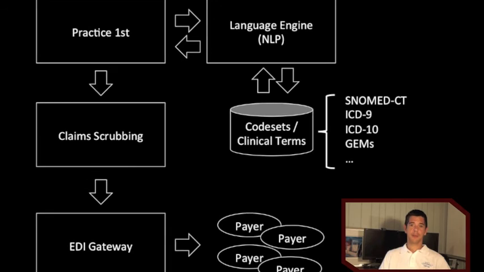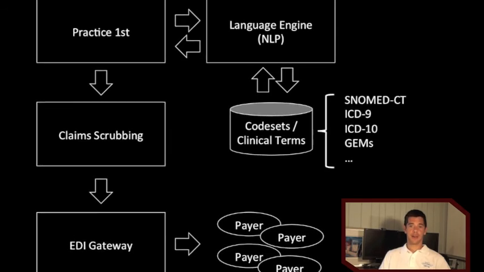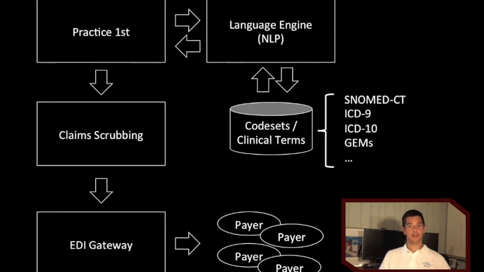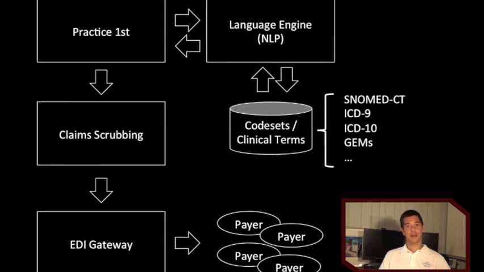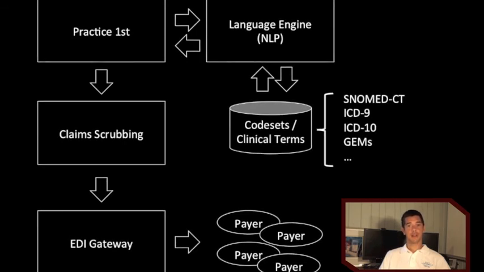Once selected, information is passed through our claim scrubber, where over 13 million payer rules are evaluated against the encounter data. From there, the information is transferred to MDeverywhere's EDI gateway, where it's packaged into 5010 compliant transactions and sent electronically to the payers for adjudication.